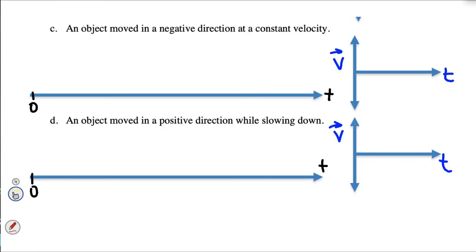Let's take a look at letter C. In this case, we're moving in a negative direction at a constant velocity. If we're moving in a negative direction, should we start close to 0 or far away from 0? That's right, we should start far away from 0. If it's at a constant velocity, should the position dots be getting closer together or further apart or equally spread out? They should be equally spread out.